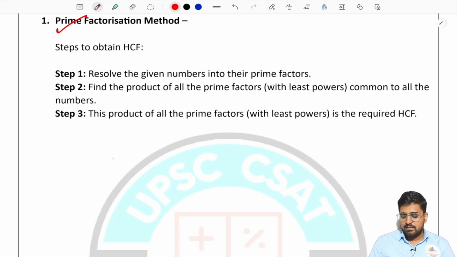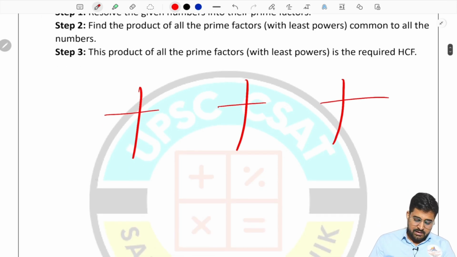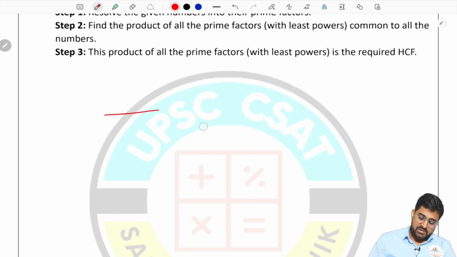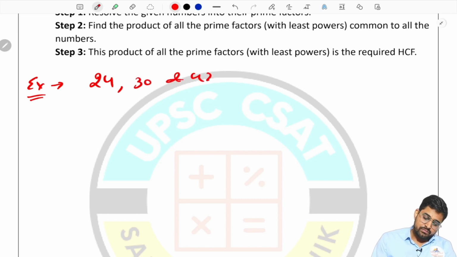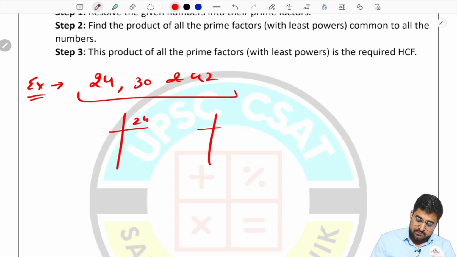This is clear: whatever the number is, we have to break things down separately. Then we take the power format, then we compare and multiply. Okay, let's take an example first. Take an easy one: 24, 30 and 42. It's a very easy one.